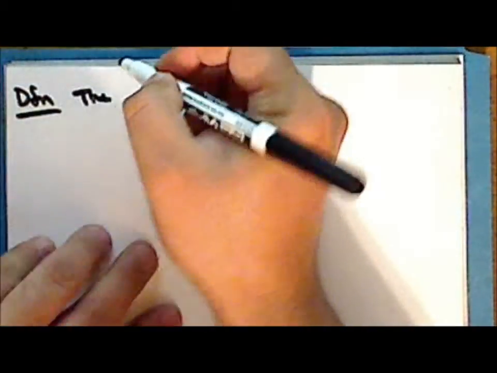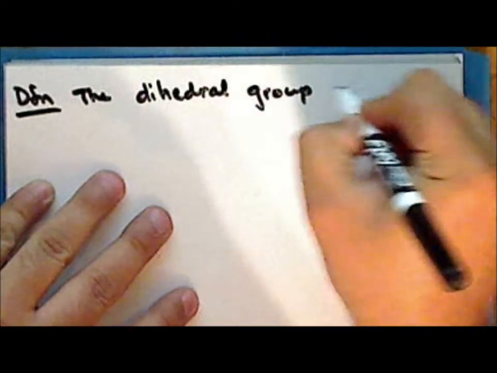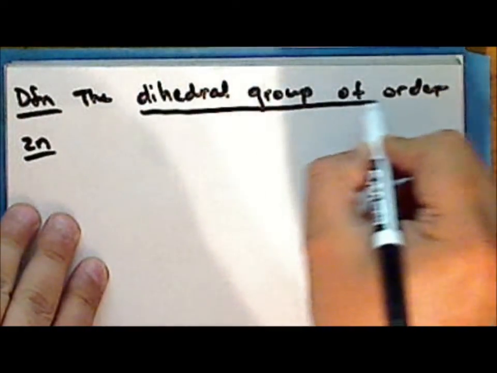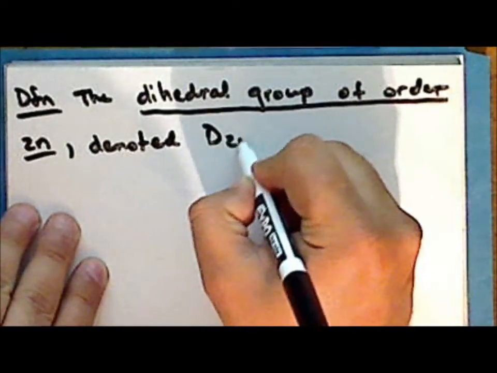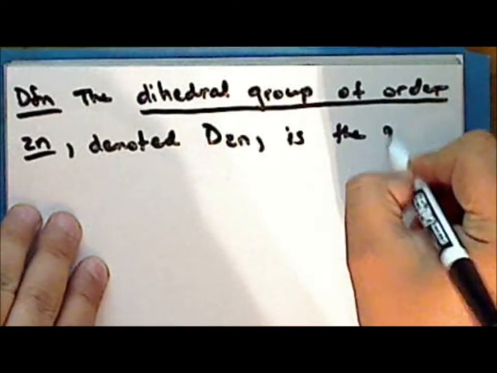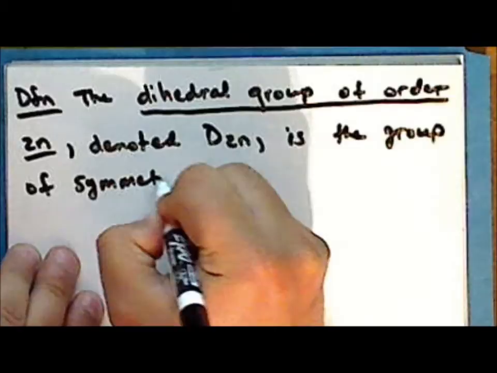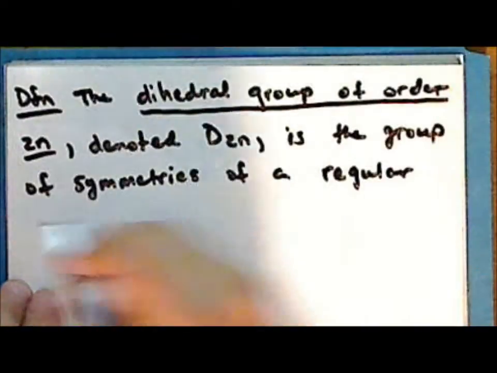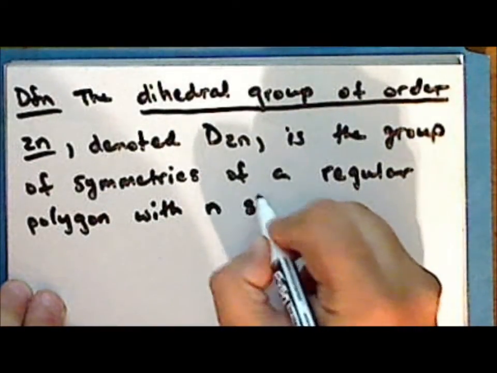Okay, so new definition. The dihedral group of order 2n, which is denoted D sub 2n, is the group of symmetries of a regular polygon with n sides.